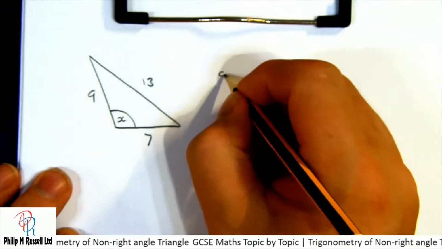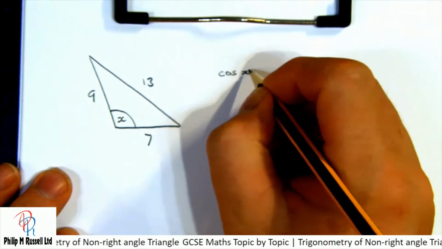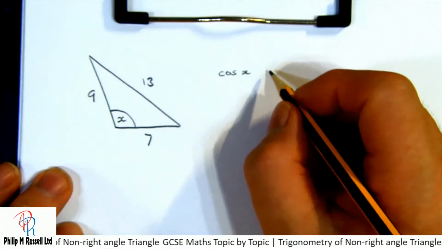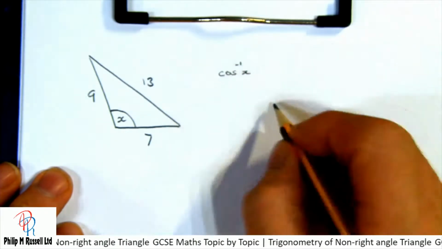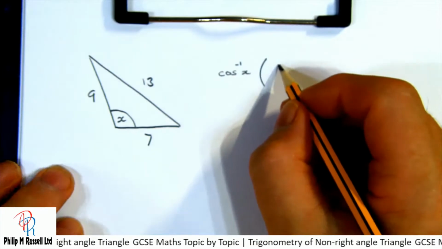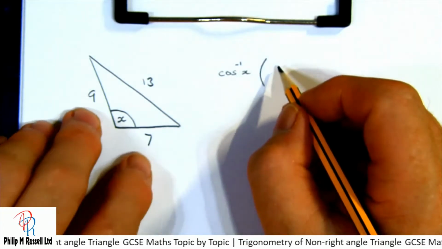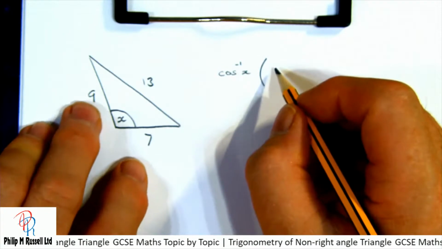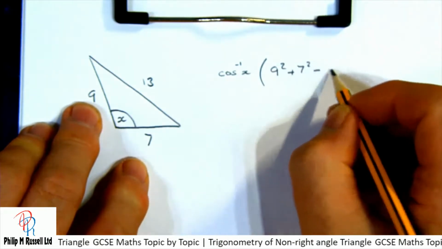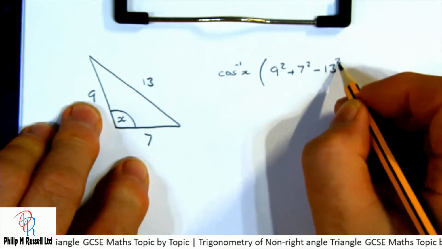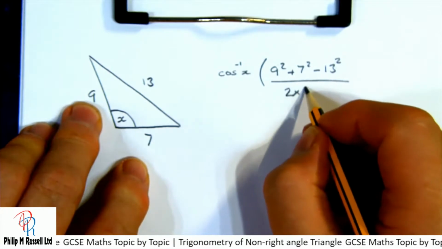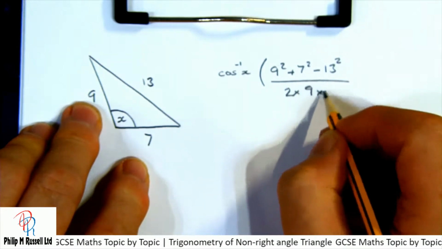So the cos of angle X, and we'll do this one all in one go this time. So I'm going to do cos to the -1 to work this out of all of this, which is going to be my two sides here. So I'm going to have 9 squared plus 7 squared minus 13 squared, all divided by 2 times 9 times 7.